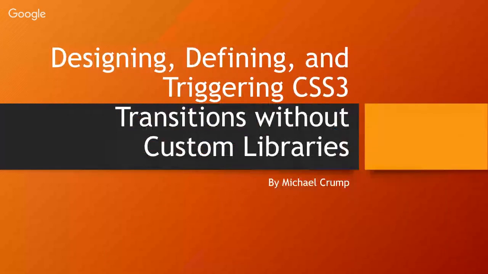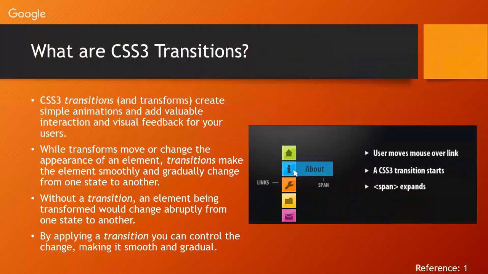This is my CIT 261 presentation on designing, defining, and triggering CSS3 transitions without custom libraries. So if you're like me, you probably didn't know what a transition was. A transition is basically some content on a web page that's going to change, either when you click on it or you move your mouse over it, a color will change, a menu will pop out. CSS3 transitions and transforms create simple animations and add valuable interaction and visual feedback for your users.